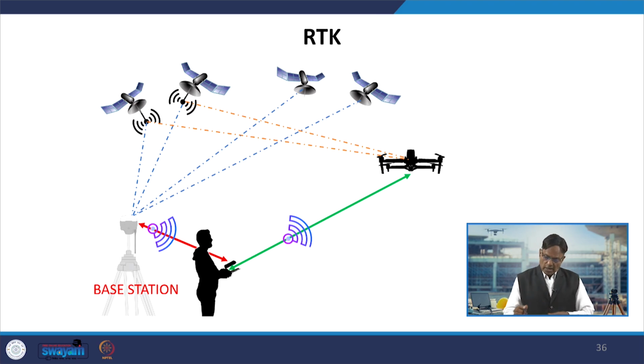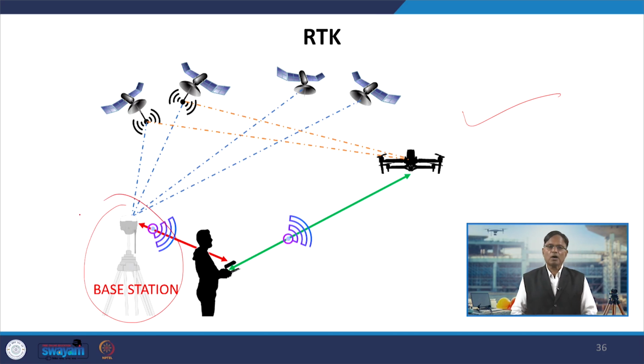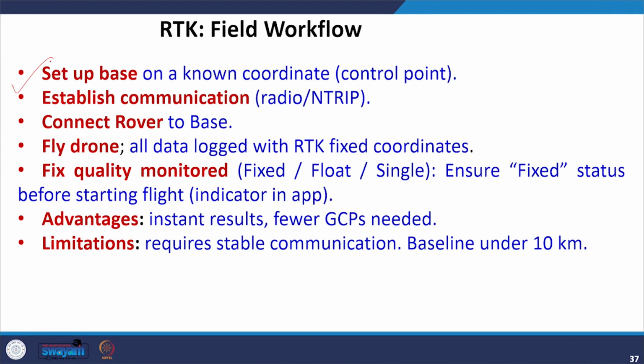This particular slide will show you that we have a base station here whose coordinates are known to us, and the rover is fixed in the drone system which is over here, and the base station will continuously send the corrections to the rover station and we can get very highly accurate data. So this is the RTK field workflow.